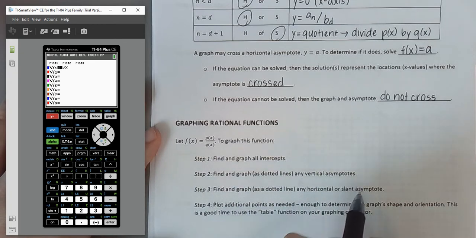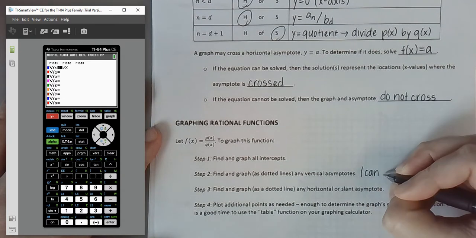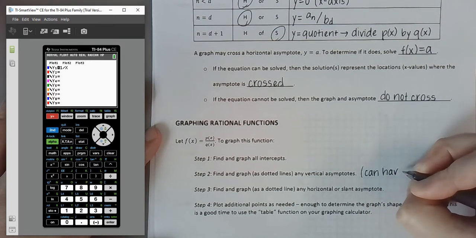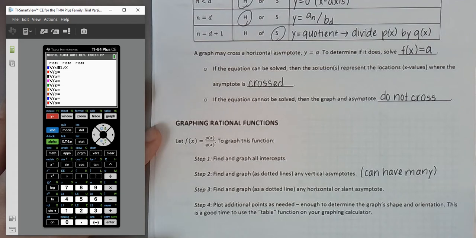Same thing for any horizontal or slanted asymptotes. Graph those as a dotted line. Now it's worth mentioning here, for our vertical asymptotes, we can have many. Any value that makes our denominator 0 represents the location of a vertical asymptote.